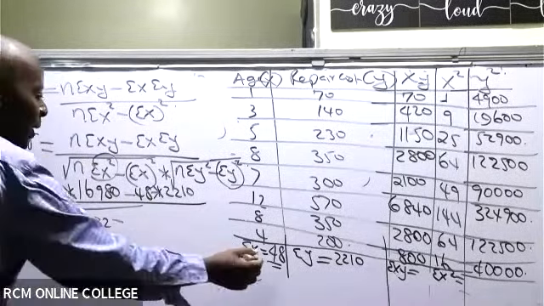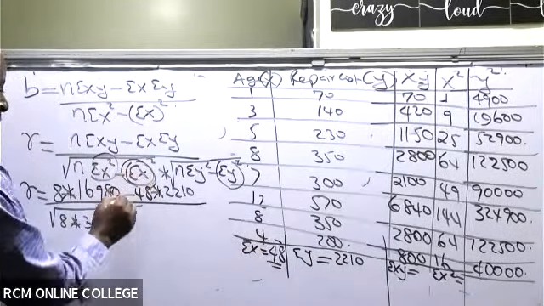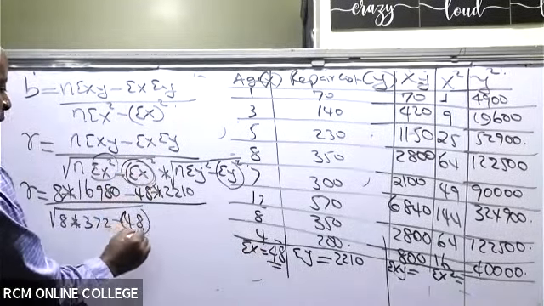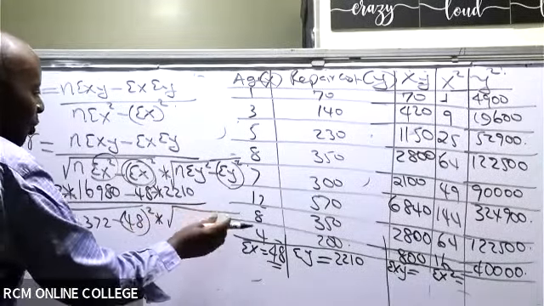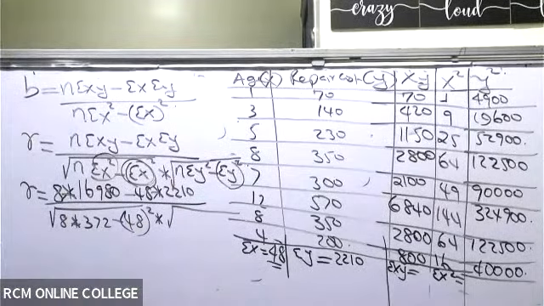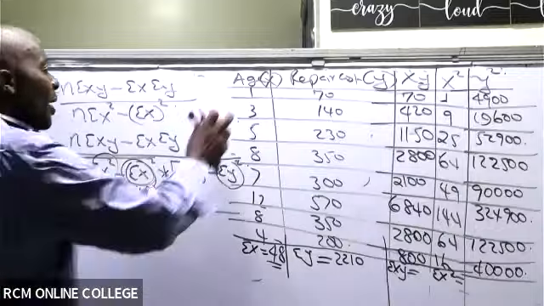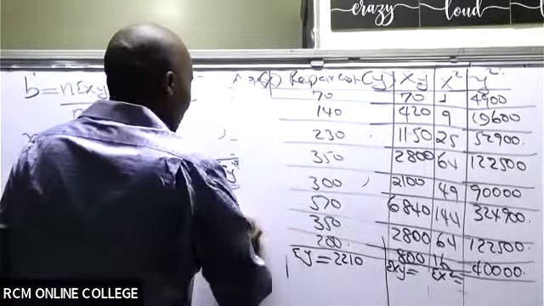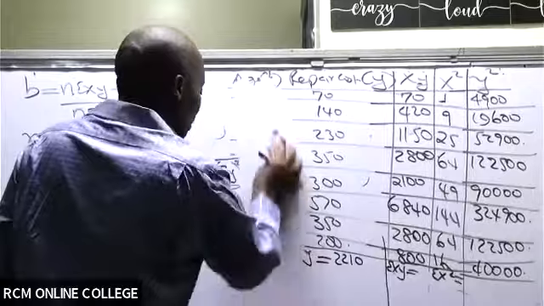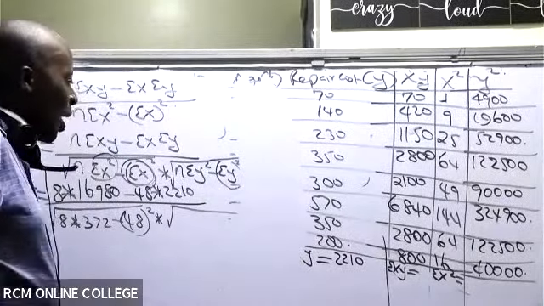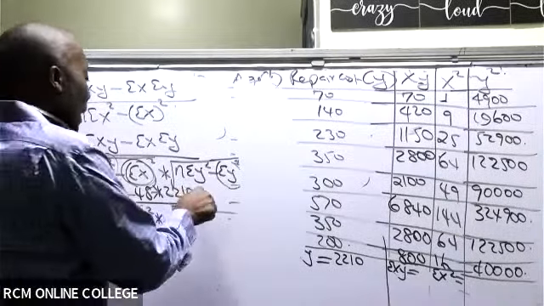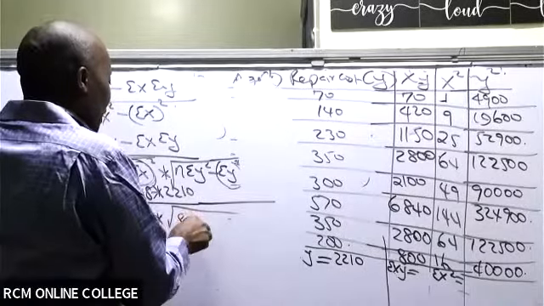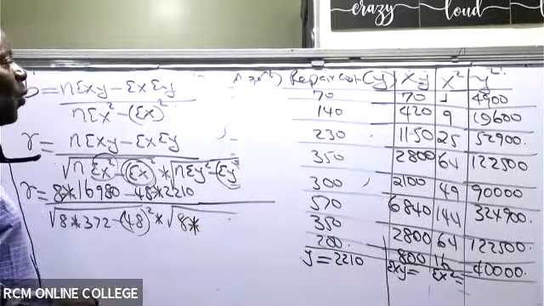Minus summation of x, which is 48, but now this has to be squared. Times another square root. So in this other square root, we have, ladies and gentlemen, n which is 8, times summation of y squared.